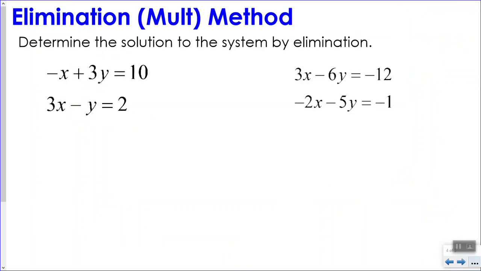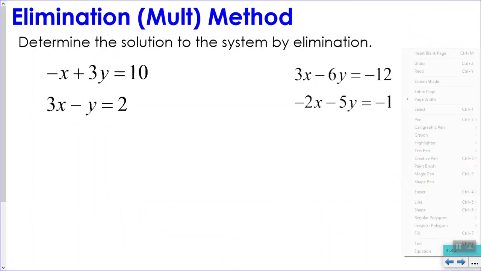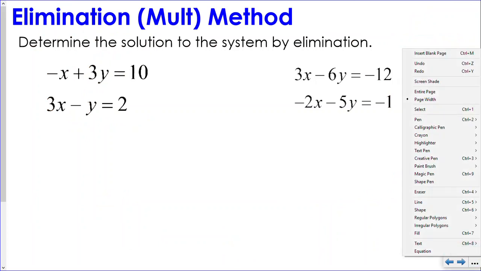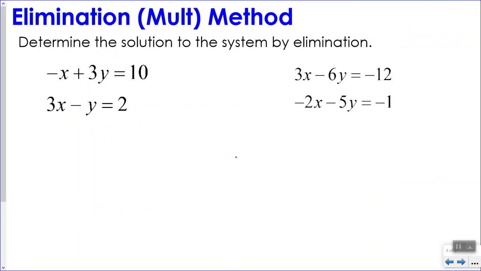Now, sometimes we're going to be given systems where we can't just add or subtract the terms to eliminate something. If we look at this system, I don't have any coefficients that are equal or that are opposites. So we have to do a little bit of work first. Your first step is to decide whether you want to eliminate x's or y's. Some people always like to do x, some people always like to do y. It doesn't really matter, just as long as you make the choice.